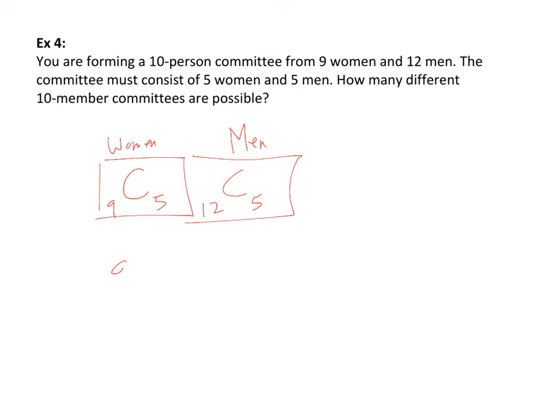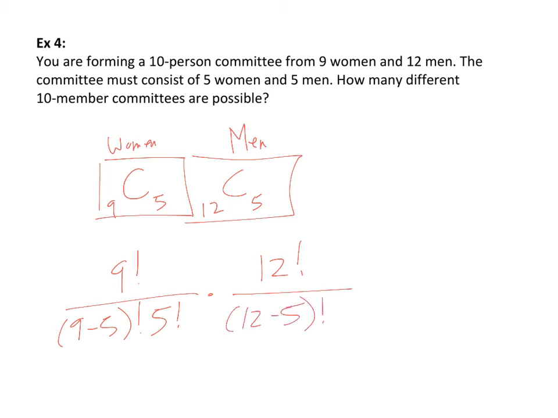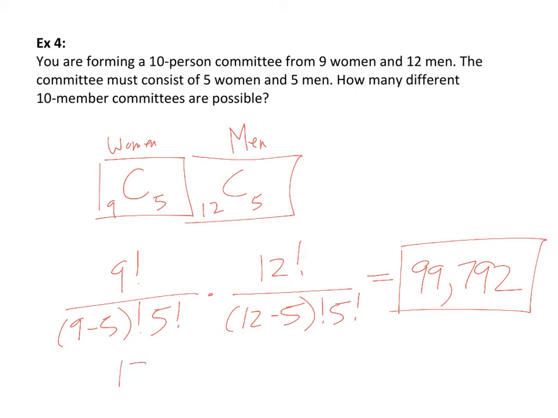All right, so now I apply the formulas. All right, and then I have 99,792. All right, that's all there is to it, because this turns out to be 126, and this is 792. Okay, on to the last example.